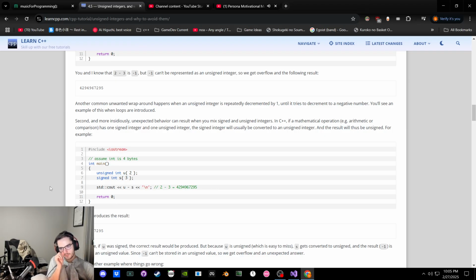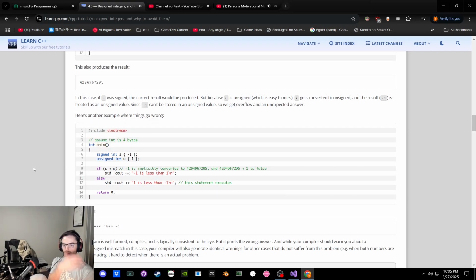Oh, wow. 2 minus, yeah, we're saying 2 minus 3. Well, if you subtract from an unsigned, an unsigned can't go any lower, so it has to wrap around to the max. 4.2, yeah. 1.294 billion. Wow. If it's signed, it's okay, because you can subtract unsigneds from signeds. Oh, extra.